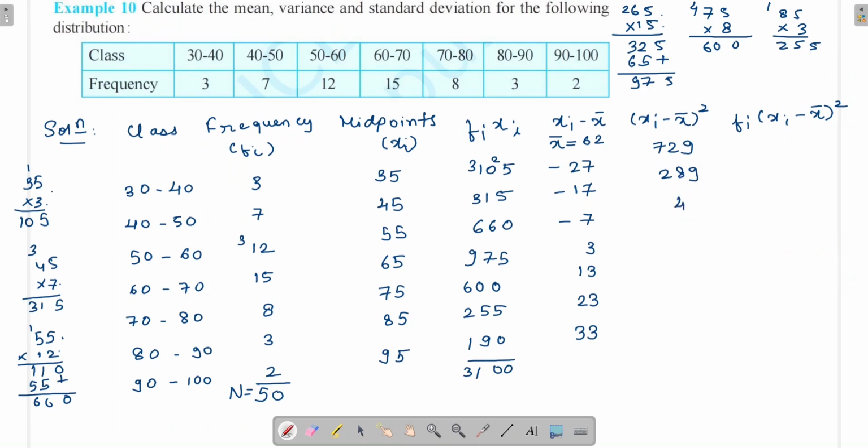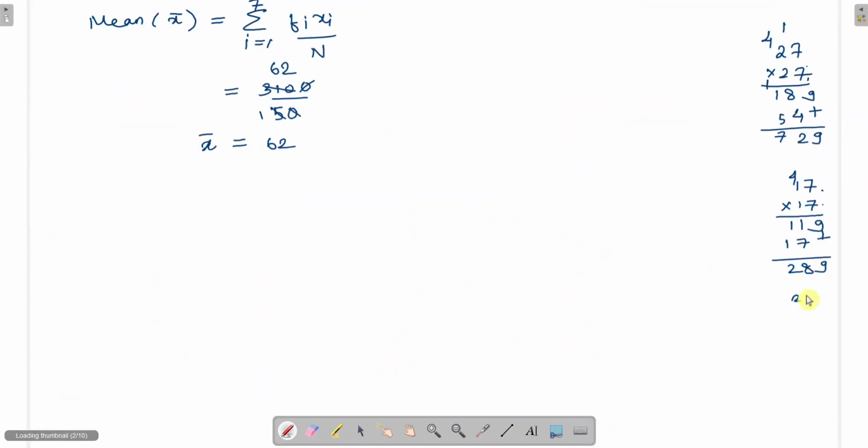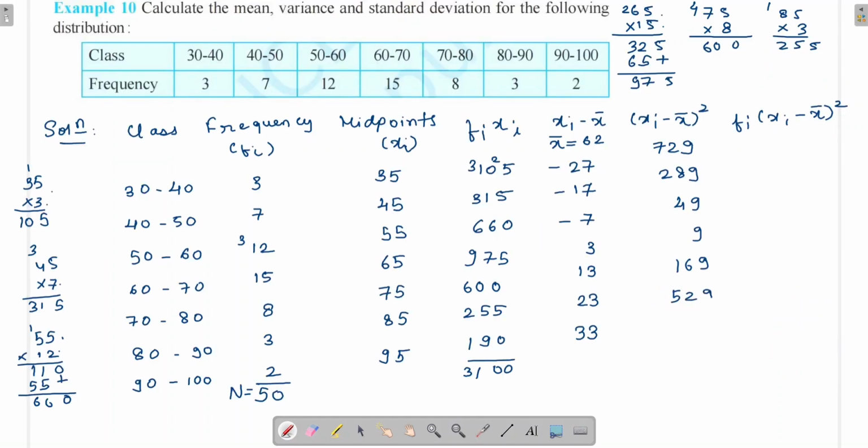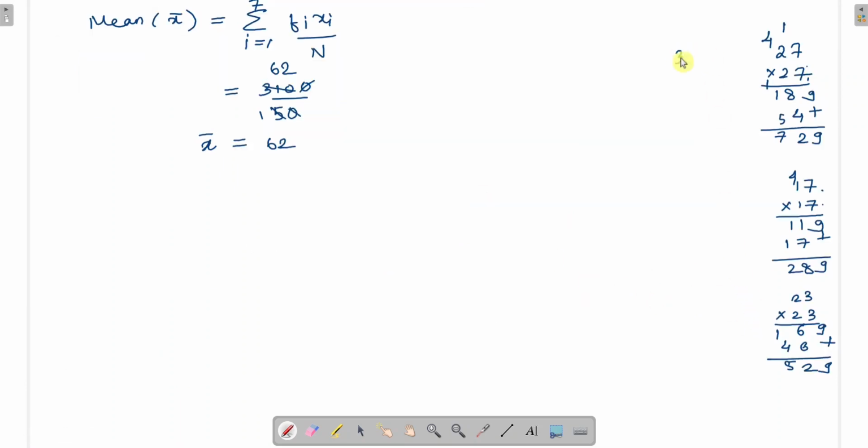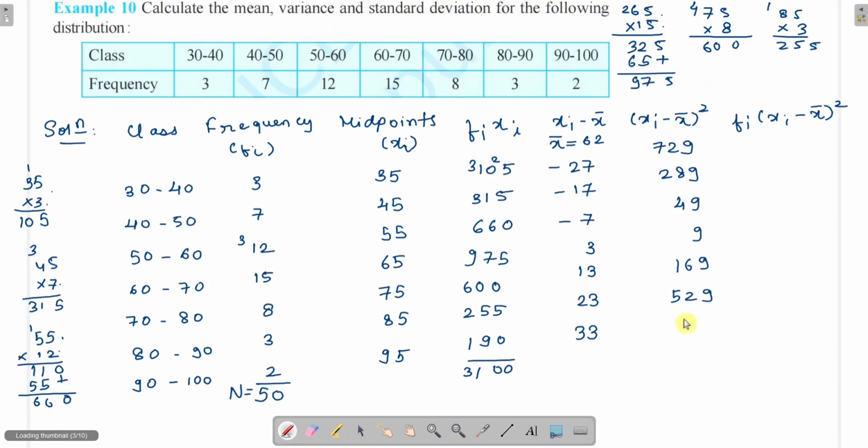Then minus 7 square is 49, 3 square is 9, 13 square is 169, and 23 square, so 23 times 23, 3 times 3 is 9, 3 times 2 is 6, 2 times 3 is 6, 2 times 2 is 4, so 9, 12, 1 plus 4 is 5, 529, and 33 square, 3 times 3 is 9 each time, so 1089.